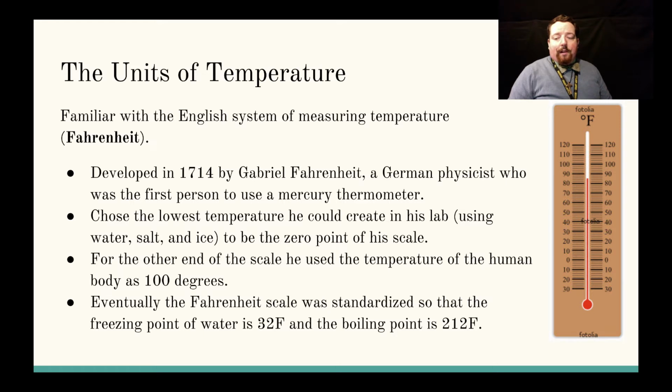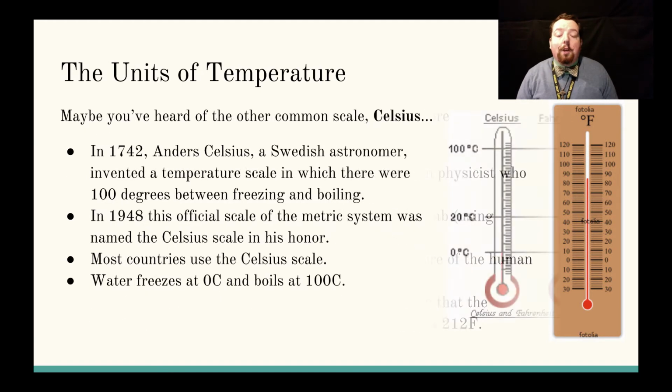The first one is the one you're probably most familiar with. It's Fahrenheit. It was developed in 1714 by Gabriel Fahrenheit, a German physicist who was the first person to use a mercury thermometer. He chose the lowest temperature he could create in his lab, using water, salt, and ice to be the 0 point of his scale. For the other end of the scale, he used the temperature of the human body as 100 degrees. Eventually, the Fahrenheit scale was standardized so that the freezing point of water was 32 and the boiling point is 212.